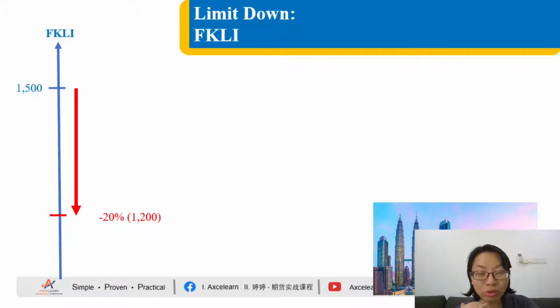Normally, it's very difficult to trigger this limit down because you know why? Your FBM KLCI and your FKLI are quite in tandem. So if FBM KLCI is going to suffer a circuit breaker at 10%, the chances for FKLI to reach 20% are relatively low. So far, from my memory, we never suffered limit down for FKLI before. There was only once that we suffered circuit breakers, way back in 2008, because when FBM KLCI triggered circuit breakers, anything related to that, like for example your stocks, FKLI, warrants, etc., will need to halt in tandem. So that is the concept.